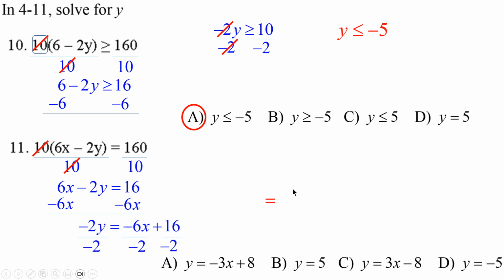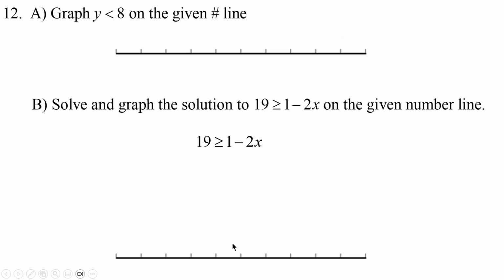On the left, the negative 2's cancel, leaving me my factor of y equals negative 6 over negative 2 is a positive 3, because negative 2 goes into negative 6 3 times, x, and a positive over a negative is negative, so 16 divided by negative 2 would be negative 8. All right, so y equals 3x minus 8. Answer is C. Okay, number 12.